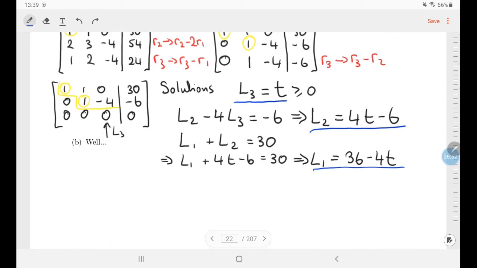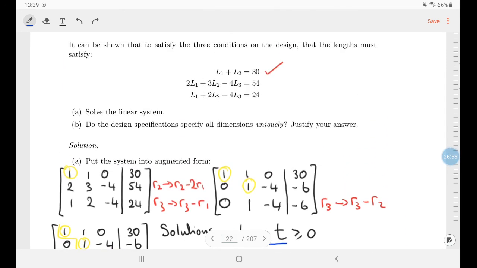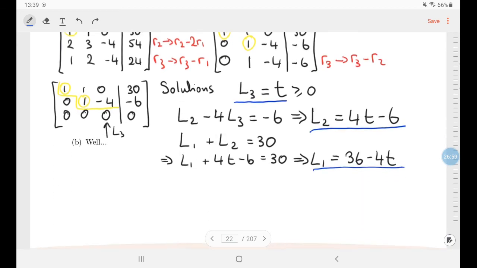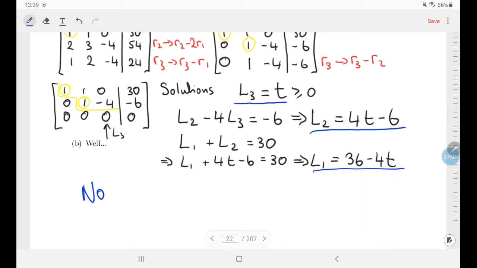So what is the question there at the end? Do the design specifications specify all dimensions uniquely? No, as there are infinitely many solutions.